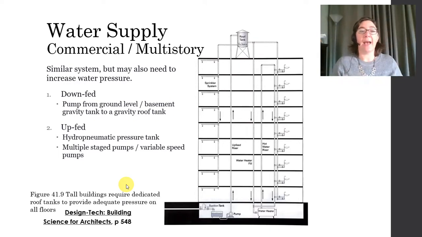An up-fed system would not have the roof tank. Instead, they would have some different pressure tanks and multiple staged pumps. So it's a more complicated pumping system to feed water up from the lower levels and provide the correct pressure to those higher levels.